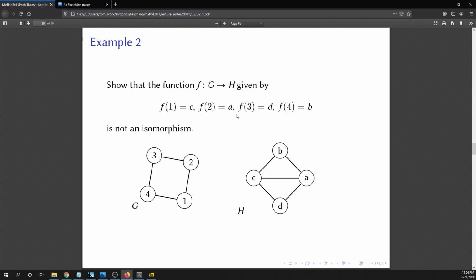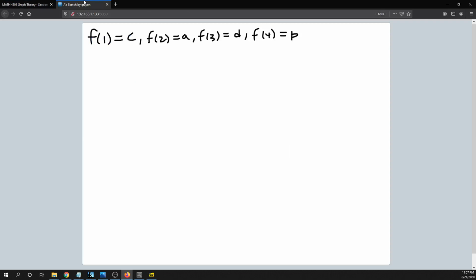So f of 1 equals c. f of 2 equals a. f of 3 equals d. f of 4 equals b. All right, so there we go.